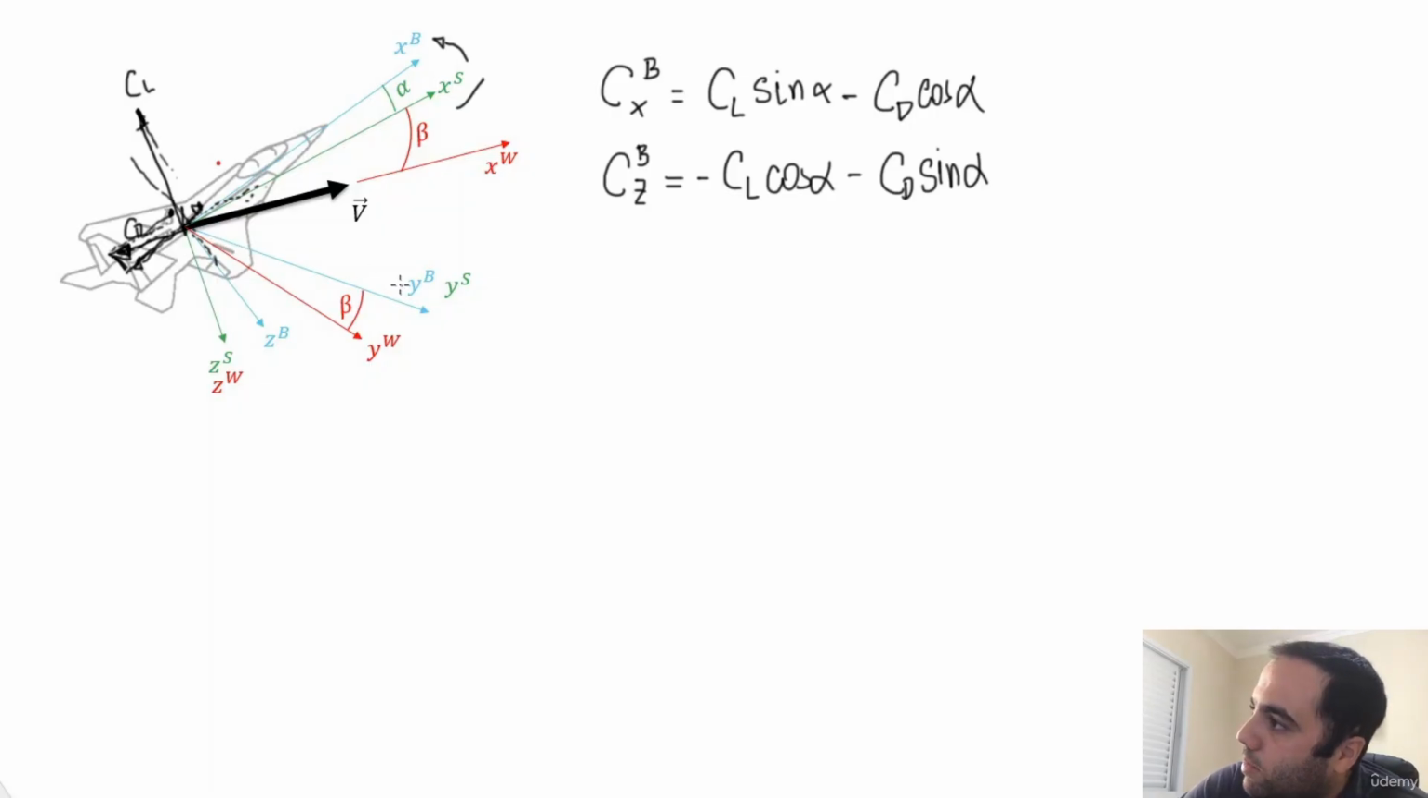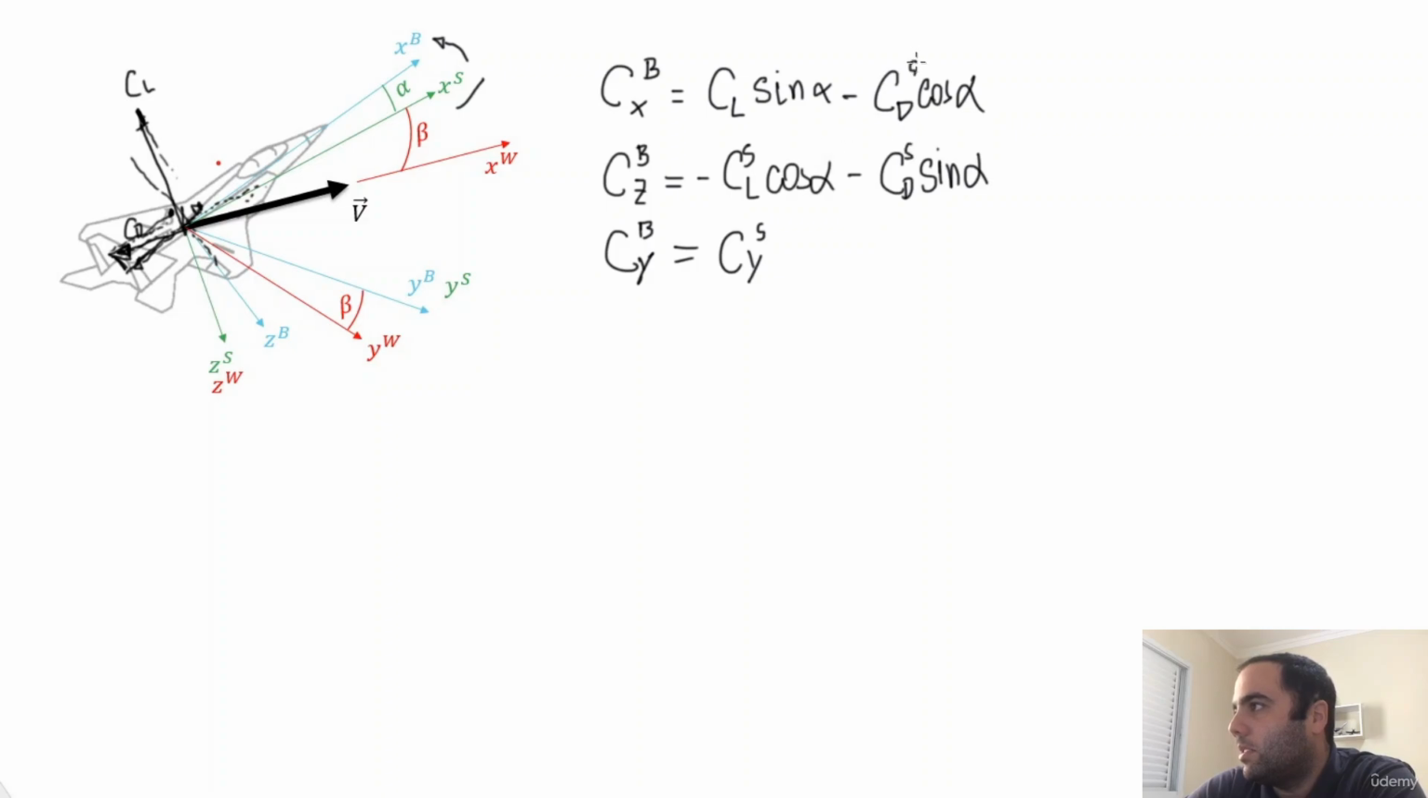As we can see, the y body and the y stability axis are the same. So all the vectors that are pointed in the y do not need any correction. So the CY body is just the same as the CY stability. And of course, the CL and CD here are also in the stability axis. So they're all here, stability axis. Okay, so these are the force coefficients.